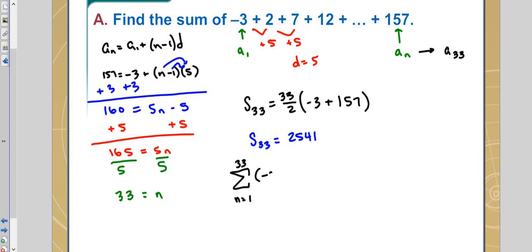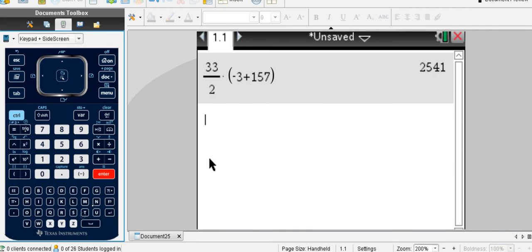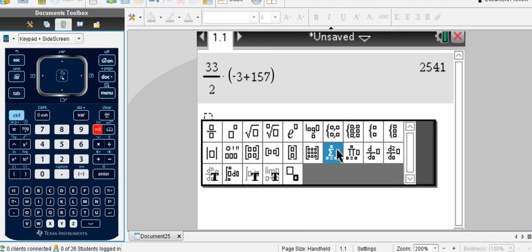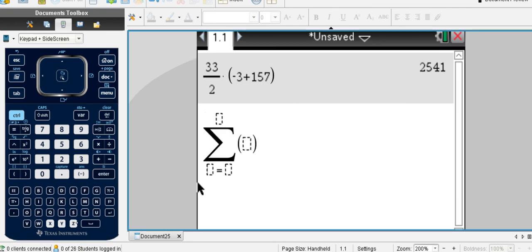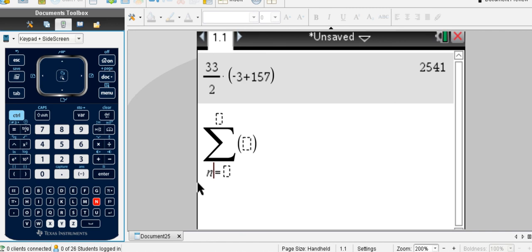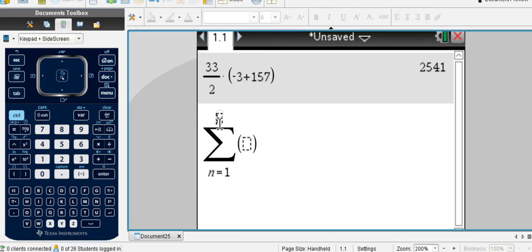The first term is negative 3 plus n minus 1 times the difference, which was 5. And all this is in one big parenthesis there. And so if you type this in, the calculator should give us the same thing. So let's check it again just to make sure we remember how to do this. It's the button next to 9. You press that, you'll see sum there. And so you say n is equal to 1, and we're adding up 33 of these terms.